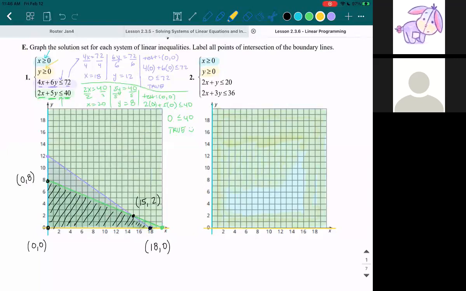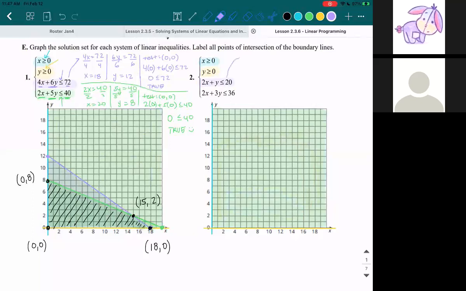Almost done shading. Just takes a long time. Okay, so now that we've graphed our first two inequalities, we can move on to the juicier details, which are the last two inequalities. So let's do the next one in purple, just to keep it consistent.